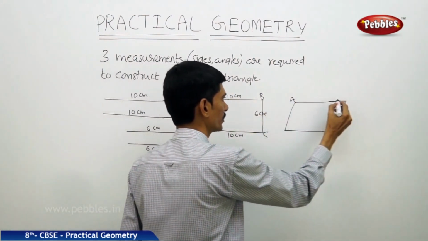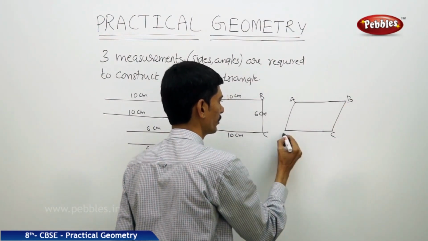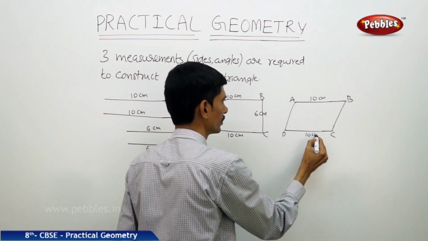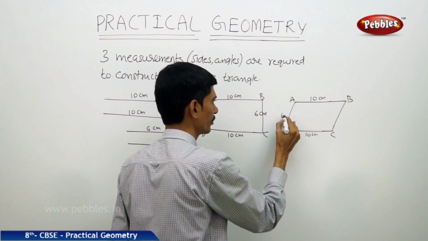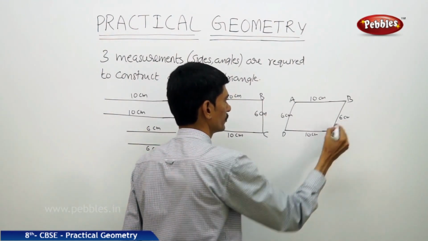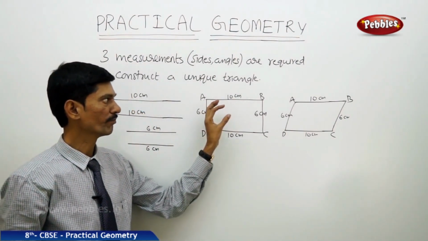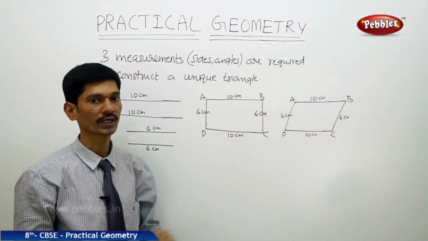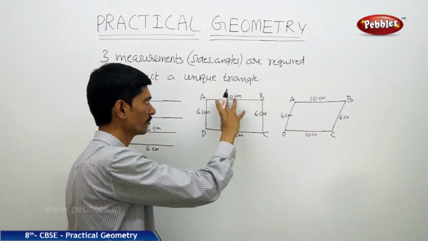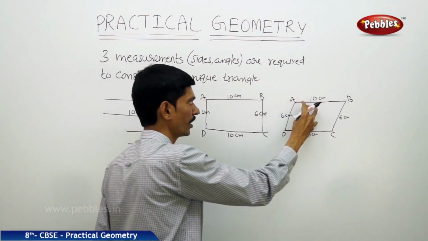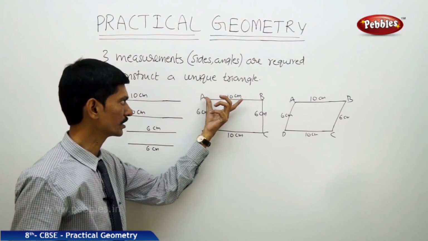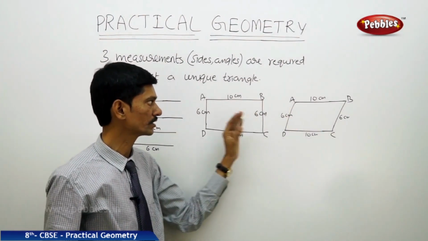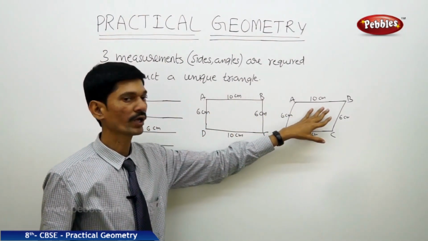Now the measurements are the same in this case of parallelogram. So without changing the measures of each side, a rectangle became a parallelogram. So we can understand that the 4 measurements are not sufficient to construct a unique quadrilateral, because here the 4 measurements in case of rectangle and in case of parallelogram are same. See here AB is 10 centimeters, in case of parallelogram also AB is 10 centimeters. So all the measurements are same, but a rectangular shape became a parallelogram shape.